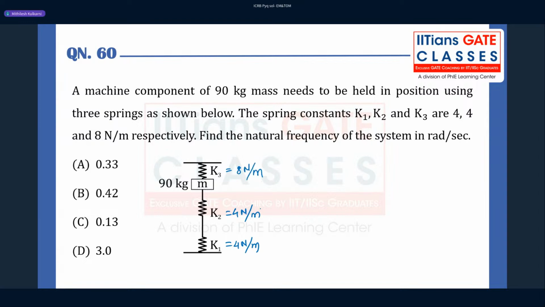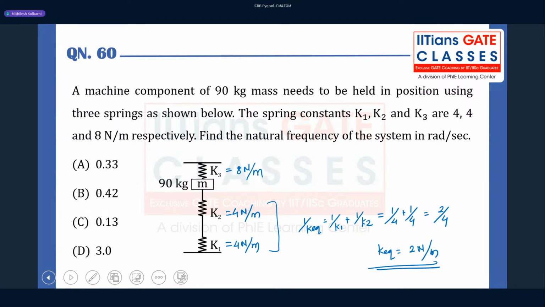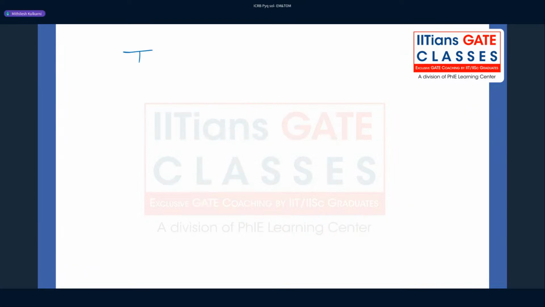At this point, it is clear that K1 and K2 are in series. Whenever two springs are in series, 1 upon K equivalent can be written as 1 upon K1 plus 1 upon K2, which is equal to 1 upon 4 plus 1 upon 4, which is equal to 2 upon 4. So K equivalent is equal to 2 Newton per meter. So basically, our arrangement was like this.